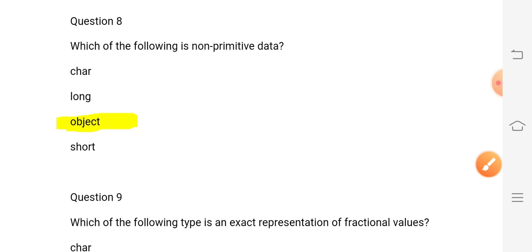Next, which of the following is non-primitive data? So non-primitive data type is object. All the other 3 options are of primitive types.